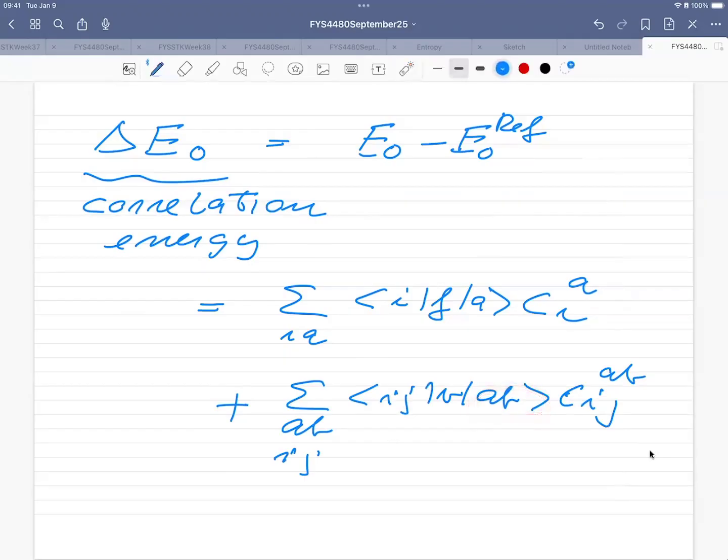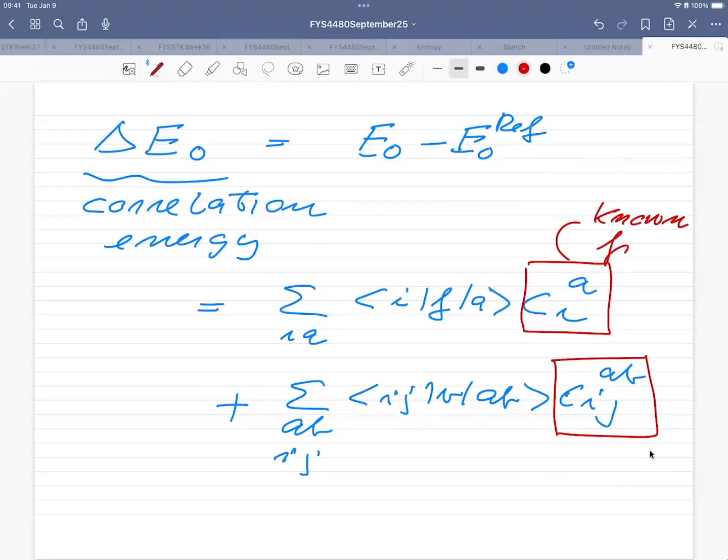So if we can diagonalize, we would have this one and that one. So they are known from diagonalization. So what I've done here is actually to write in a very stupid way the energy for the ground state. Because when I diagonalize, I obviously have E0, right? So there's no point in doing this exercise.